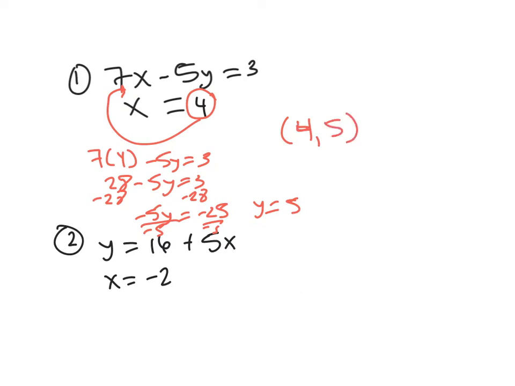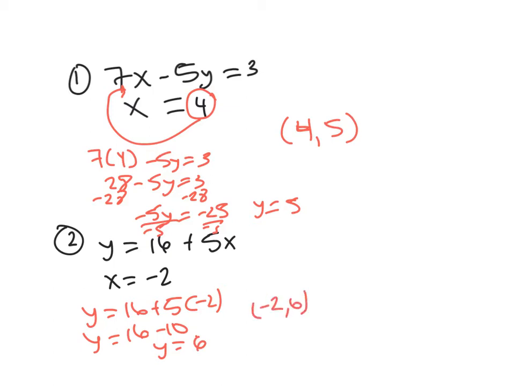Okay, on number 2, I have y equals 16 plus 5 times negative 2, which is y equals 16, and then that will be minus 10. And 16 minus 10 is 6, so your ordered pair is going to be negative 2, 6. Okay, hope you guys did well on that.